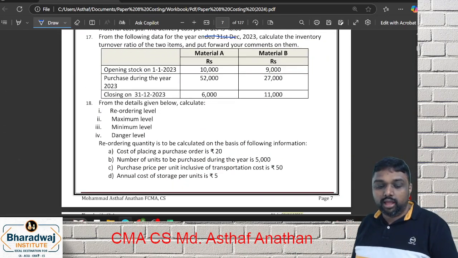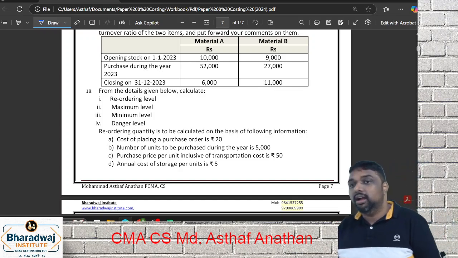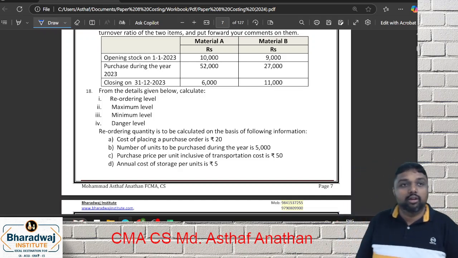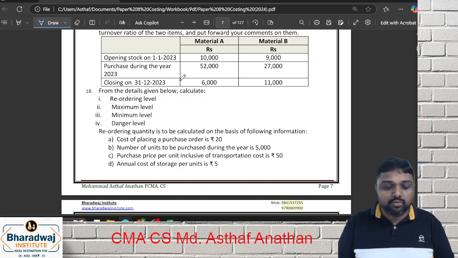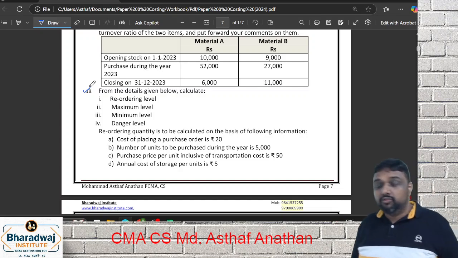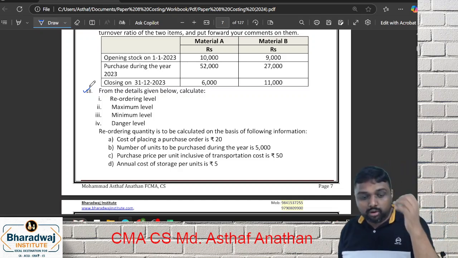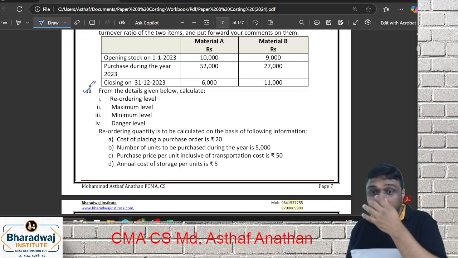Now we'll go to another area called the stock level question. We have discussed two different EOQ models: one is the comparison of discount rates, then this one. Next is a very good question on stock level. From the following, we have to compute the reorder level, maximum level, minimum level, and also danger level.